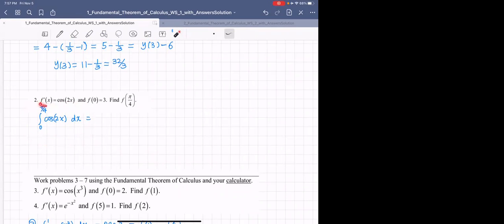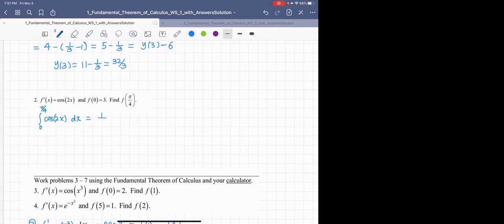You were given the derivative and you want to find that part. So we do the definite integral from 0 to pi over 4. So we want to find the antiderivative. Who is that guy's antiderivative? That dude's antiderivative is 1/2 sine 2x. Hmm?